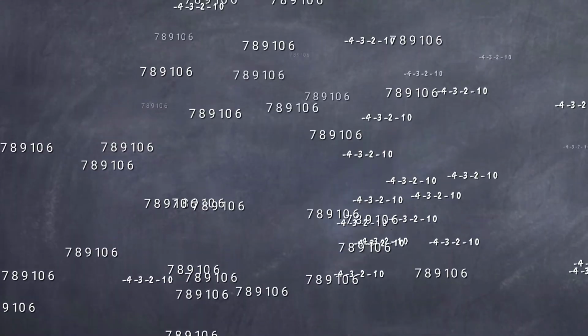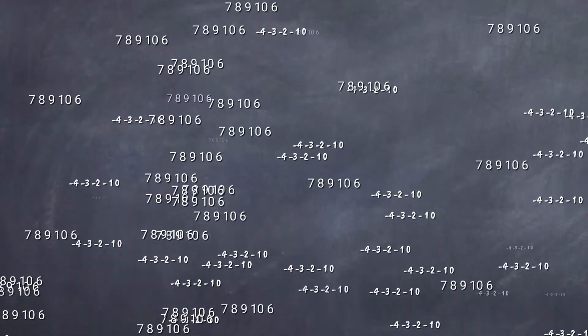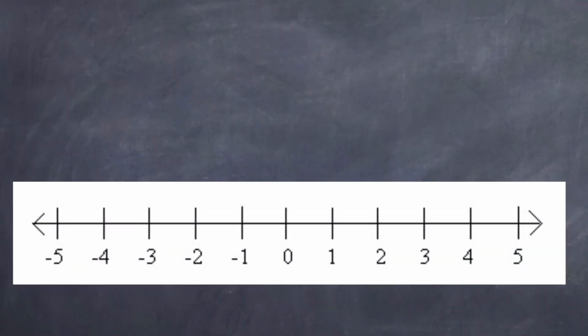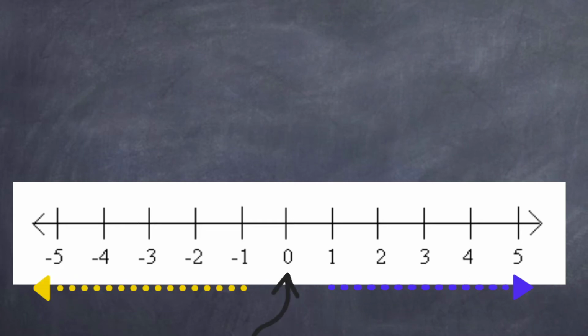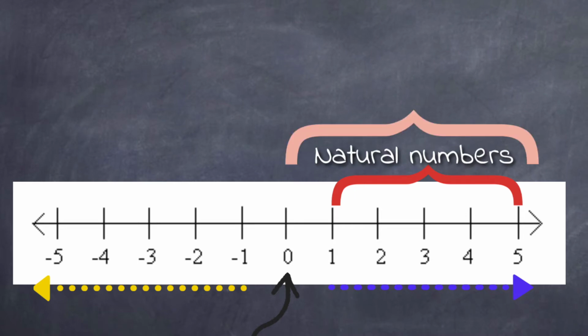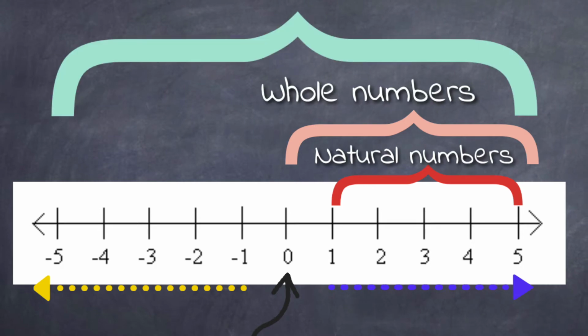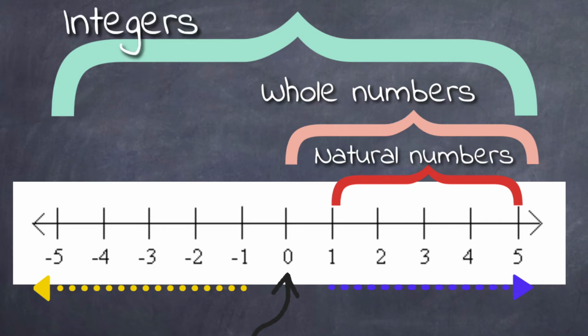Now, let's identify these rational numbers on the number line. A number line consists of positive numbers, negative numbers, and zero. Positive numbers are classified as natural numbers, and natural numbers including zero are called whole numbers. And all the numbers on the number line are called integers.